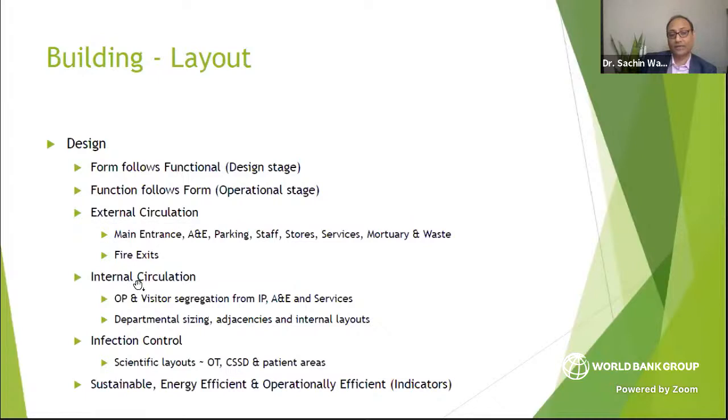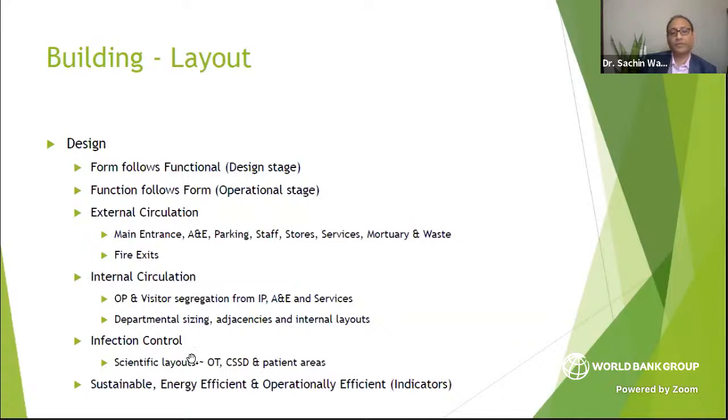This then percolates into the internal circulation. One of the biggest mistakes that people make is to fail to get any segregation between outpatients and visitors from the inpatient, accident and emergency, and the services. So that is something that one needs to focus more upon. Then obviously your departmental sizes, adjacencies, and internal layouts. Infection control is definitely very important. Everybody today is aware of the 3-zone stage of operation theaters.